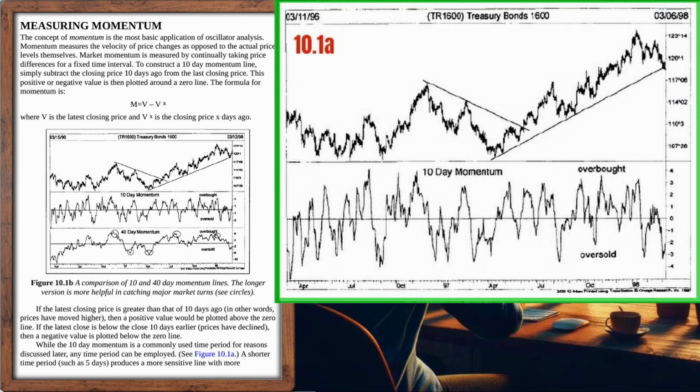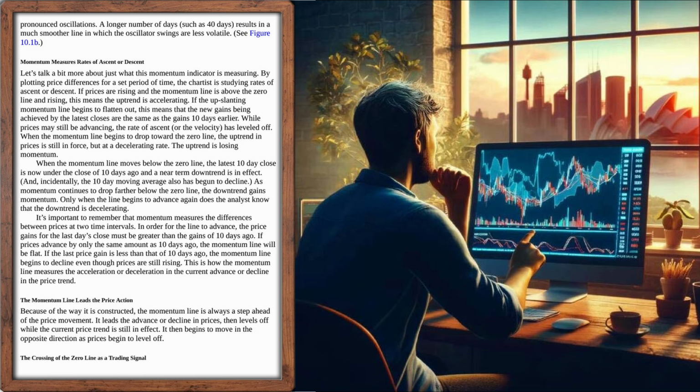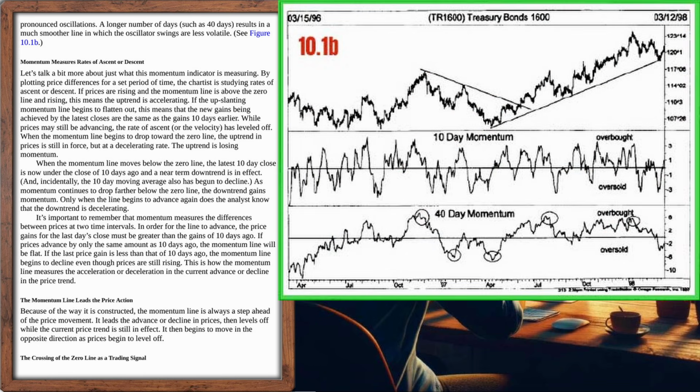While the 10-day momentum is a commonly used time period for reasons discussed later, any time period can be employed. See Figure 10.1a. A shorter time period, such as 5 days, produces a more sensitive line with more pronounced oscillations. A longer number of days, such as 40 days, results in a much smoother line in which the oscillator swings are less volatile. See Figure 10.1b. Momentum measures rates of ascent or descent.